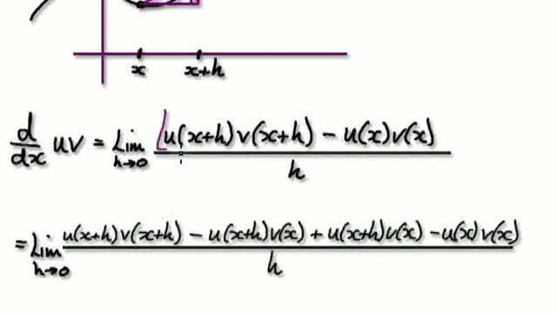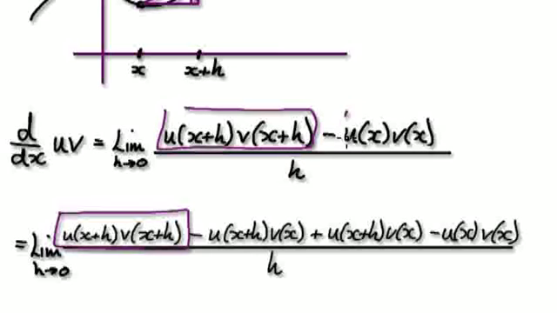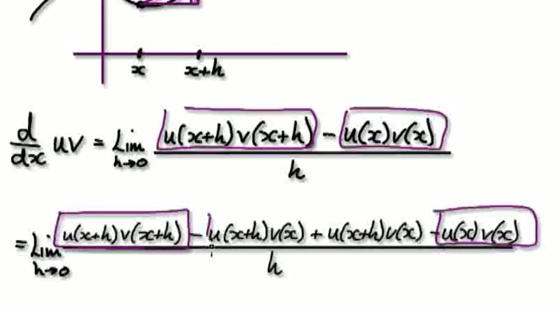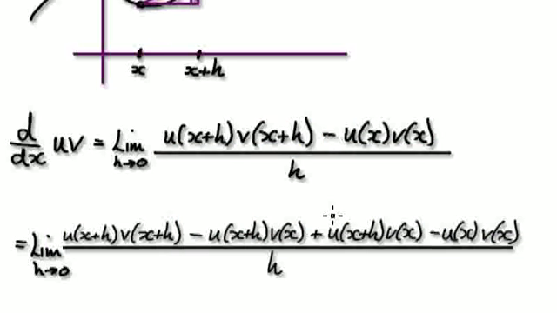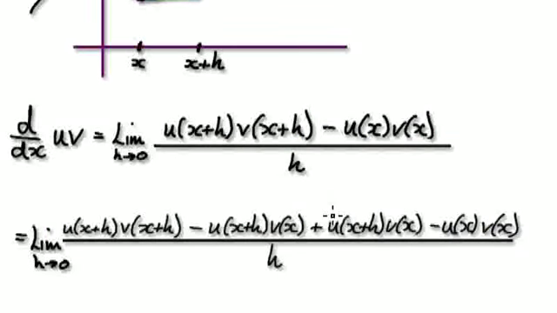Basically this here is exactly the same as this here, and this here is exactly the same as this. So what we're going to do is take away this thing and then add the exact same thing here. We're allowed to do that. The numerator will still be the same.